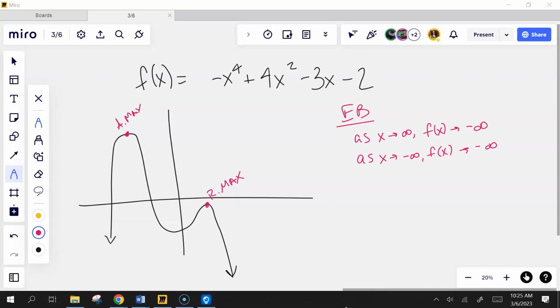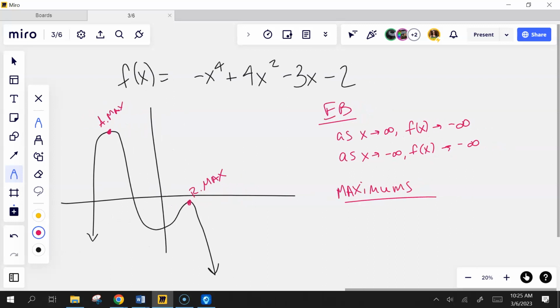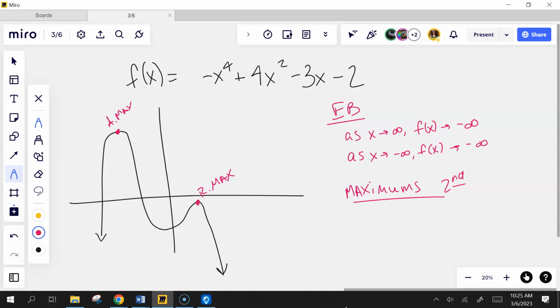All right, I need the coordinates of these maxes and mins. I forgot how to do that. You do the spider. Second trace. Spider.